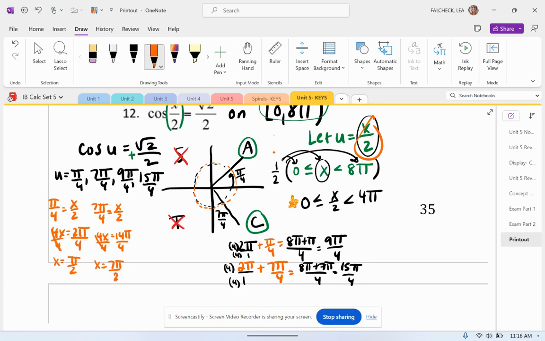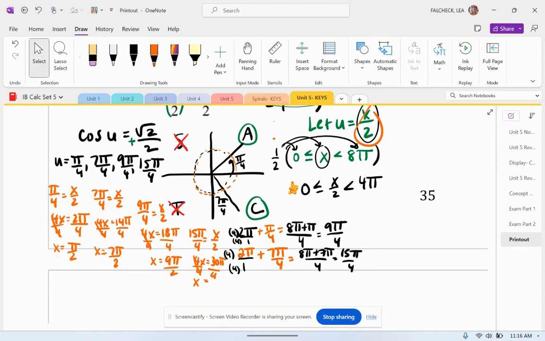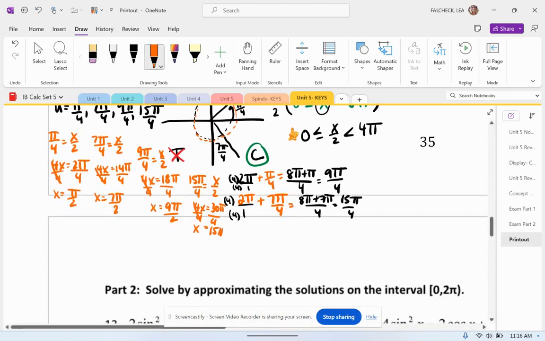These look weird. Okay. Okay, so our answers are x equals pi over 2, 7 pi over 2, 9 pi over 2, and 15 pi over 2.